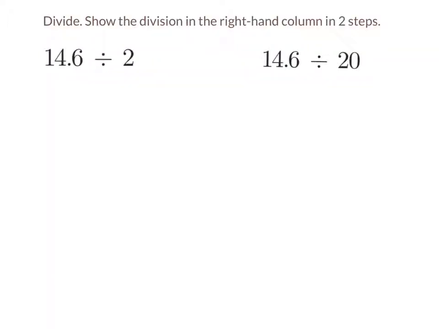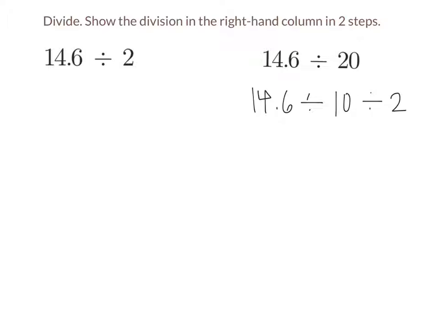Good. Now the directions say to divide, and then it says to show the division in the right-hand column in 2 steps. So when it says that, it's talking about the problems on the right-hand side, we're going to have to show in 2 steps. Looking at these 2 problems, why is it that this one over here we're going to have to show in 2 steps? Well, if we look at the divisor, is it a multiple of 10? Yeah. That means that we can split it up to be 14.6 divided by, how would I split it? 10 divided by 2. So that would be how you show it in 2 steps. Does that make sense? We're going to come back and do that problem later, though.